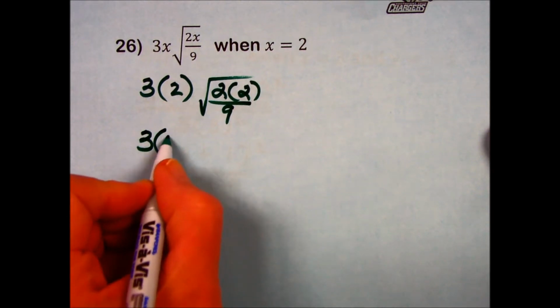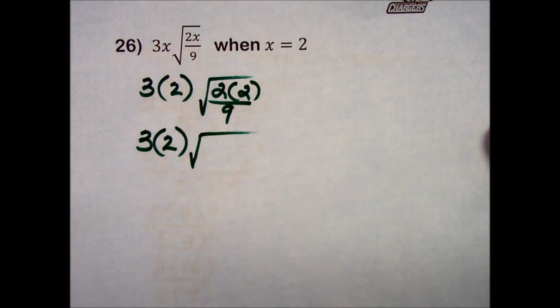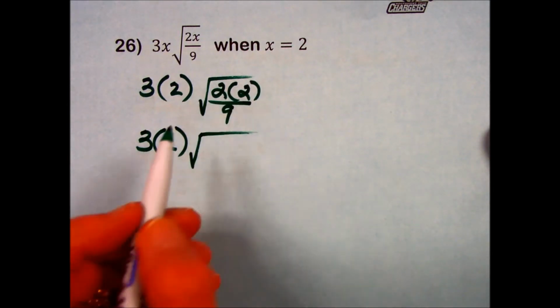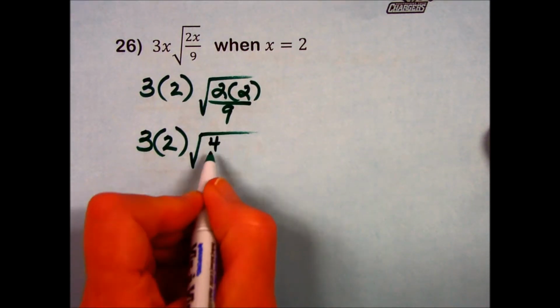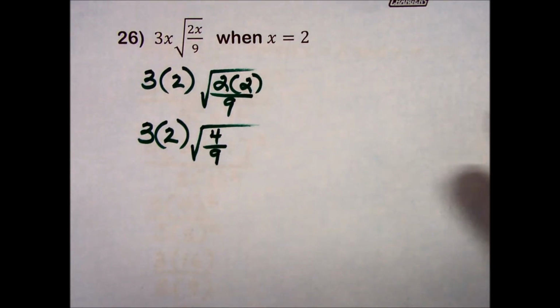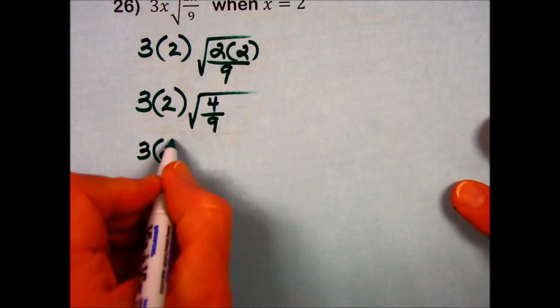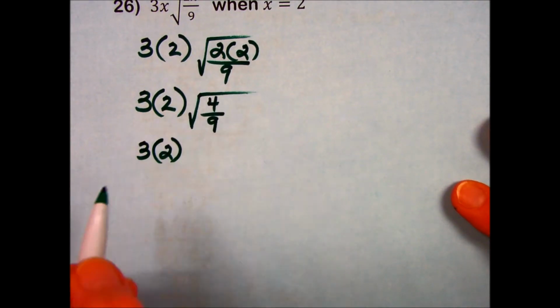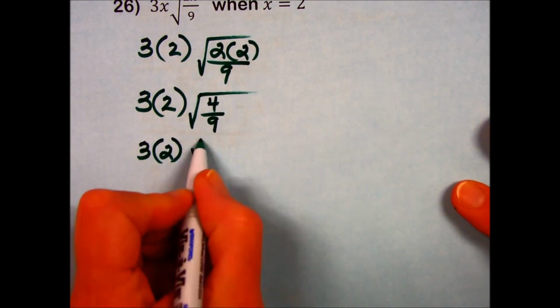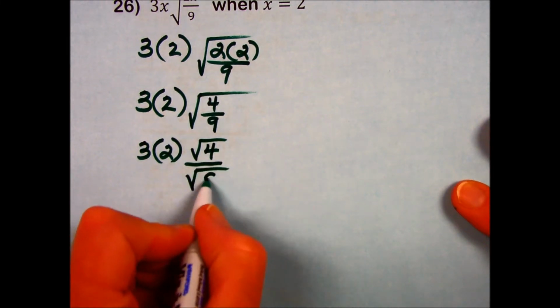Simplifying, and again, I could do the multiplication here, but I'm going to hold off. Simplifying underneath the radical, 2 times 2 is going to give us 4 over 9. Now the square root of 4/9, if I use my calculator, may not come out as the cleanest value, so I'm going to hold off and instead use the property for radicals that if you have the square root of a fraction, it breaks down into the square root of the numerator over the square root of the denominator.